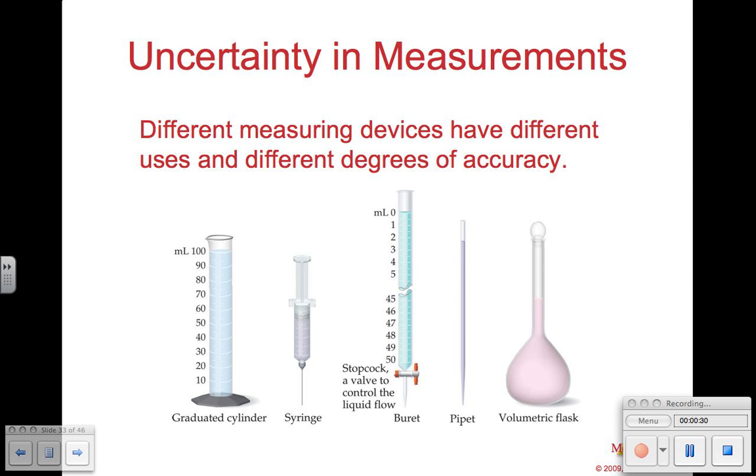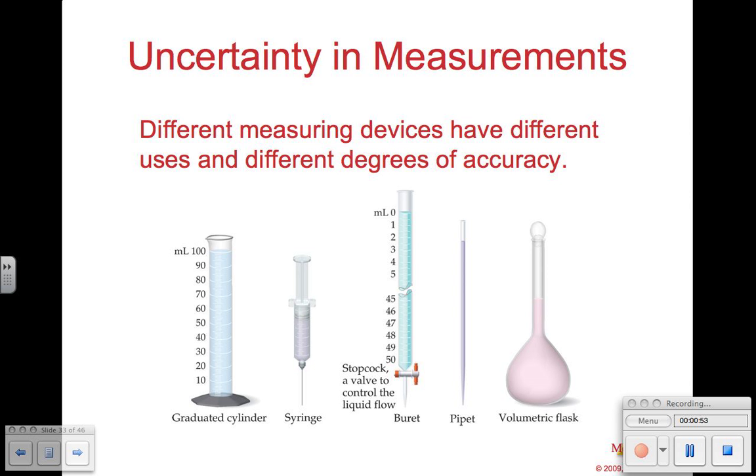Like for instance, that's one of the reasons why we don't ever use beakers to measure specific amounts of volume, because they aren't designed to have any level of accuracy. They're really just a container to do reactions in, not one to measure volume. So the items displayed on this slide are more often used for measuring amounts.